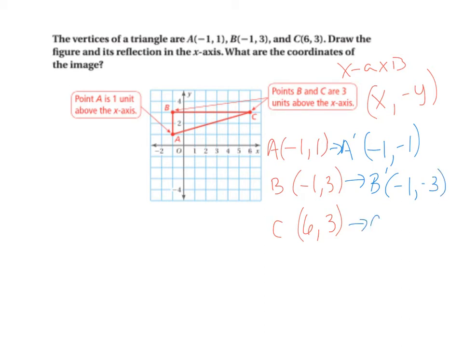C prime, x stays the same, that's 6. The opposite of 3 is -3. So if we were to plot these points, just to show you what it looks like, (-1, -1) would be there. That's A prime. (-1, -3) would be there. And (6, -3) would be here.